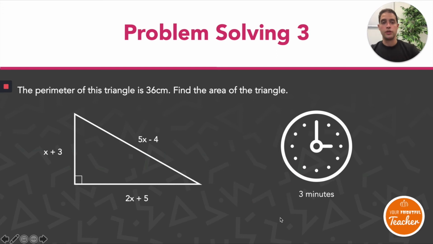Okay, so what I'd like you to do is to do that same question. I've just changed some of the values there. You have 3 minutes. Let's see how you do. Okay, the perimeter of this triangle is 36 centimeters. Please begin. You have 3 minutes. Find the area of the triangle. Do you remember the formula to find out the area of a triangle? Really important you know that for the exam.